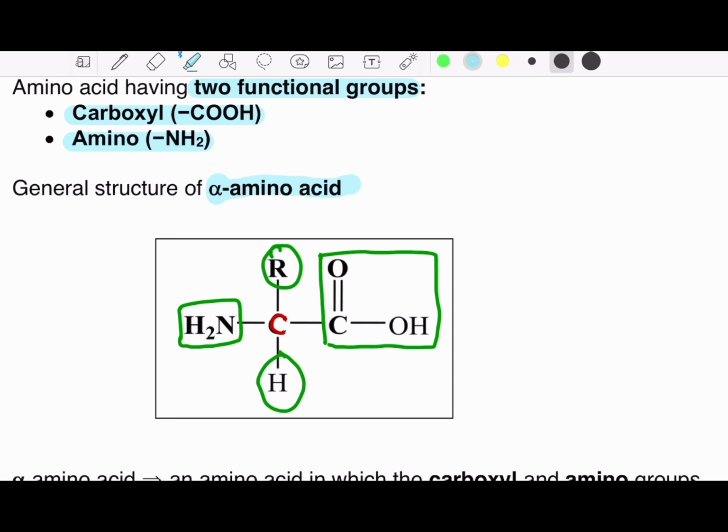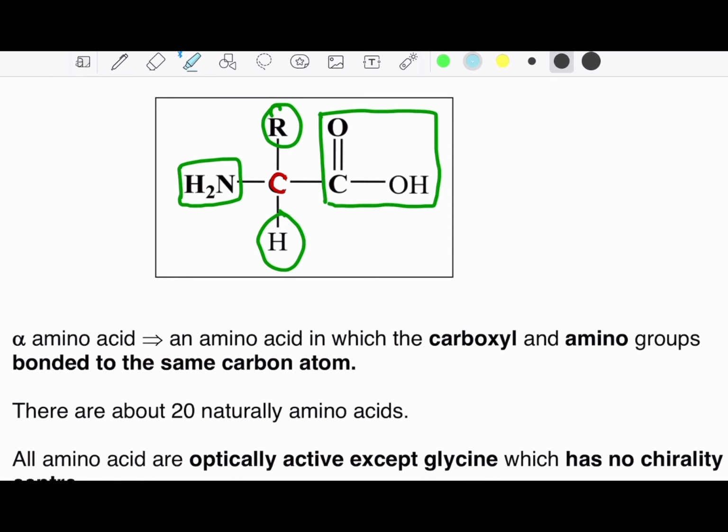So what is an alpha amino acid? As you can see at the next point, it is an amino acid which has carboxyl and amino groups bonded to the same carbon atom. So you see, the same carbon atom. This is an alpha amino acid. Naturally there are 20 amino acids, and you have to at least remember all these 20. A fun fact about amino acids is that they are optically active except glycine. We will see about this later. All right.